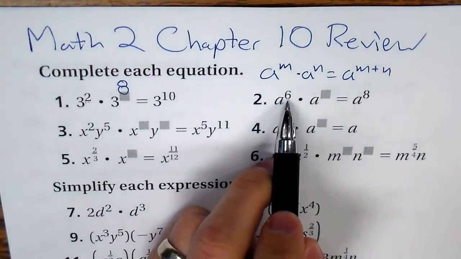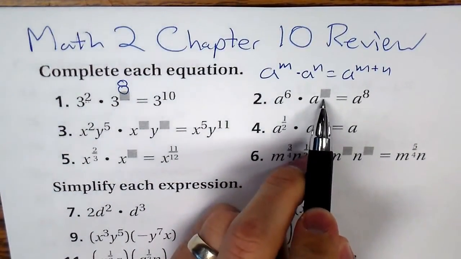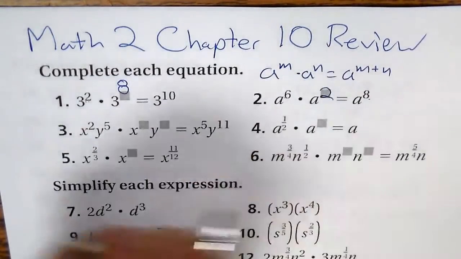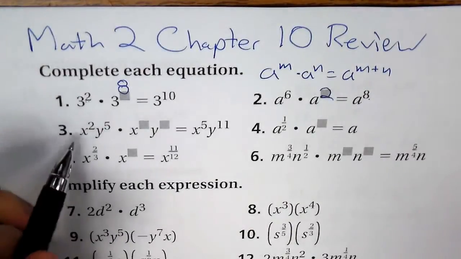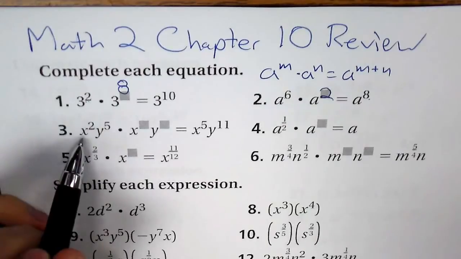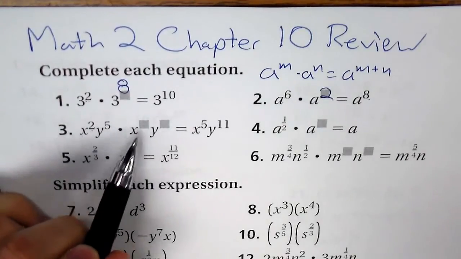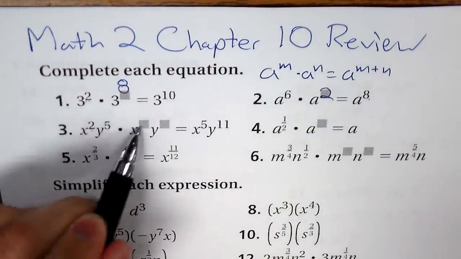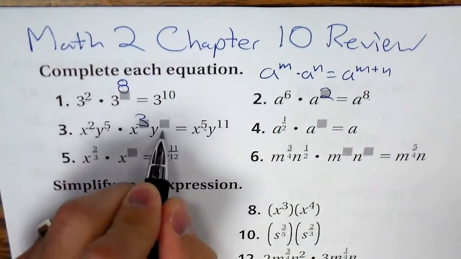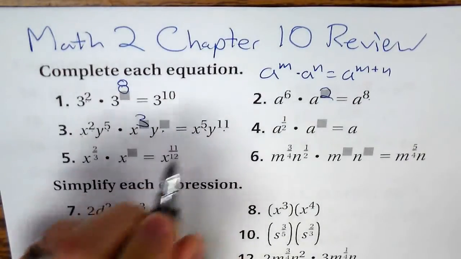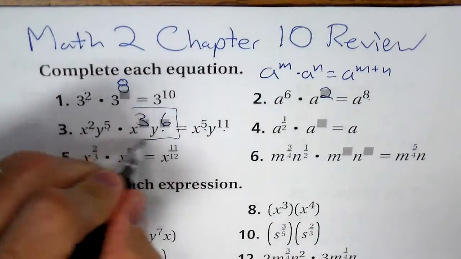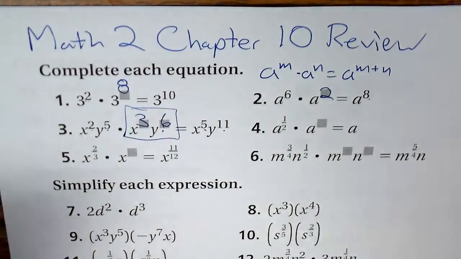Number 2, same idea. a to the 6th times a to some power equals a to the 8th. 6 plus 2 equals 8. For number 3, that's the same idea as number 1 and 2, but now we have multiple variables. x to the second, x to some power, x to the 5th. 2 plus 3 is 5. And then y to the 5th, y to some power equals y to the 11th. 5 plus 6 equals 11.